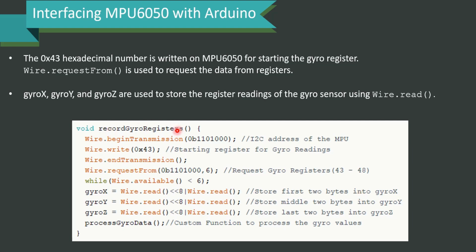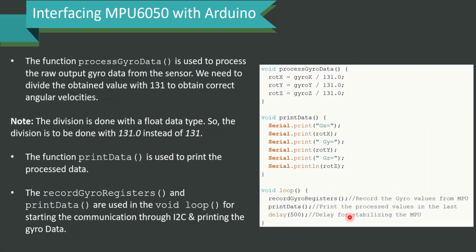RecordGyroRegisters is the method, and in that we have the begin transmission with the I2C address, and we are writing 0x43, which is nothing but the starting register for the gyro readings, and we end transmission. Wire.requestFrom, 0b1101000, 6 is used for requesting 6 registers starting from 43. And we can see that we store the first 2 bytes into gyro X, the middle 2 bytes into gyro Y, and the last 2 into gyro Z. That's it. It's very simple for anybody to understand.